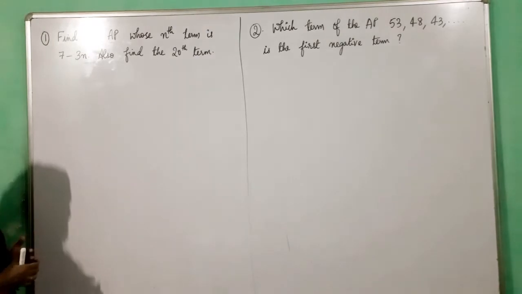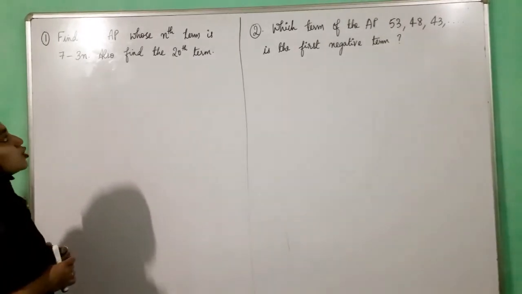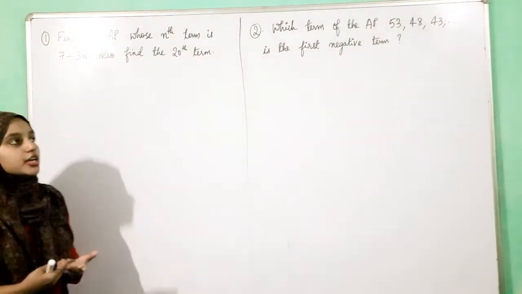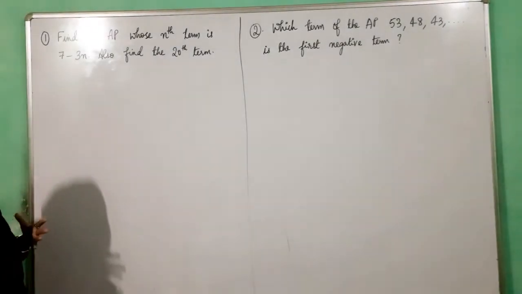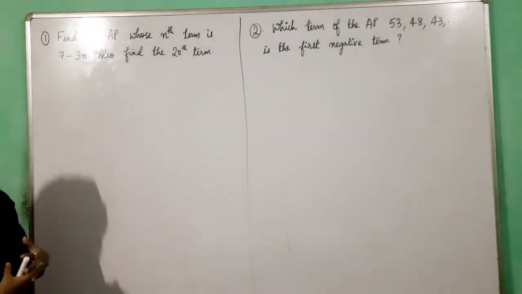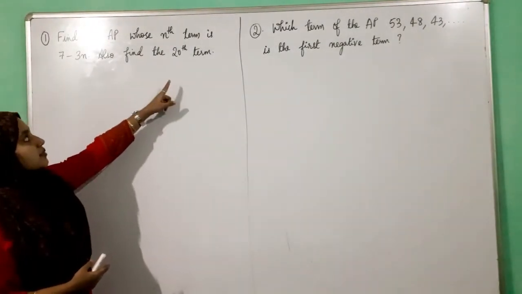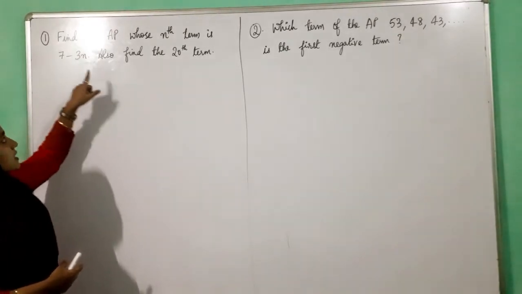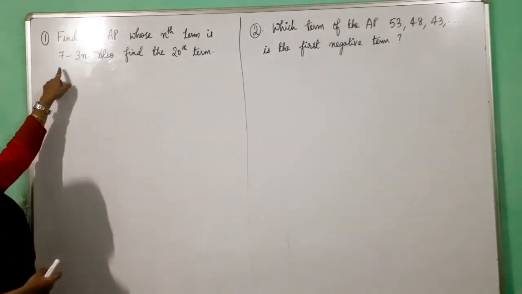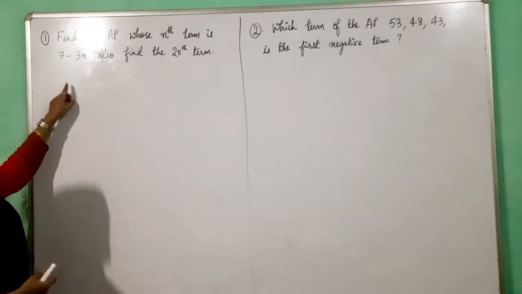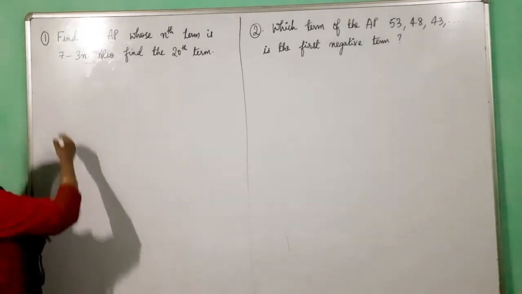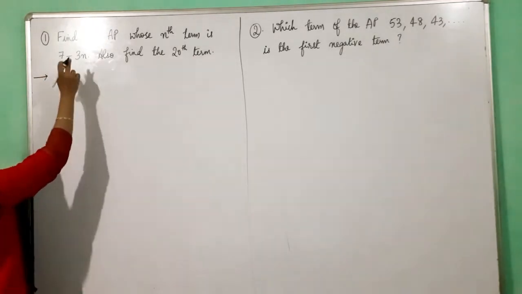So in this question, as you can see, you are not given the AP, okay. You are not given the list of numbers. But what is given to you? You are given the nth term, whose nth term is 7 minus 3n, okay. So 7 minus 3n is what? The nth term of the AP, okay. And you have to find what is the AP.